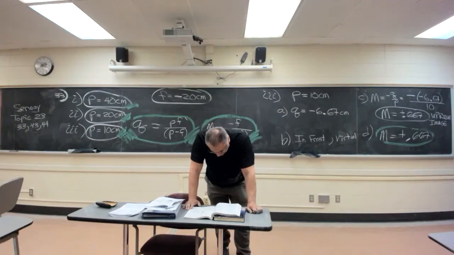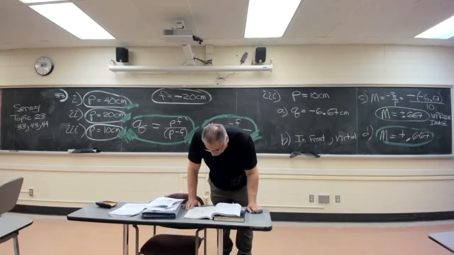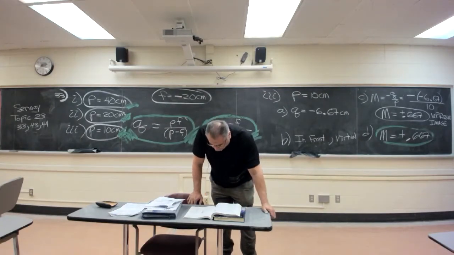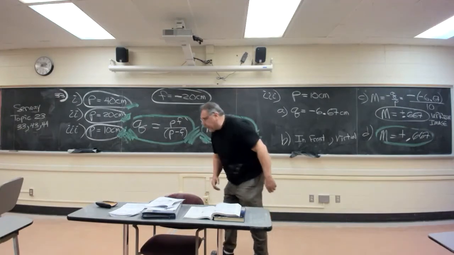Number 43: a 1 centimeter high object is placed 4 centimeters to the left of a converging lens of focal length 8 centimeters. It is a positive focal length because it's a converging lens, you guys. A diverging lens of focal length negative 16.00 centimeters is 6 centimeters to the right of the converging lens. Find the position and height of the final image. Is the image inverted or upright, real or virtual? So there's a lot there. 44 kind of goes in that direction as well. So does 43. So let's go there.